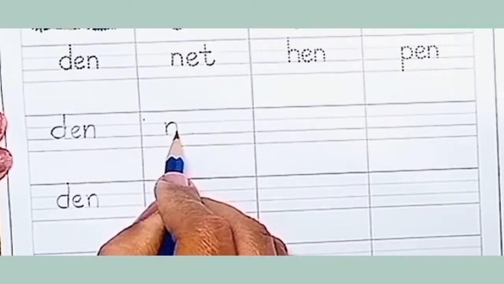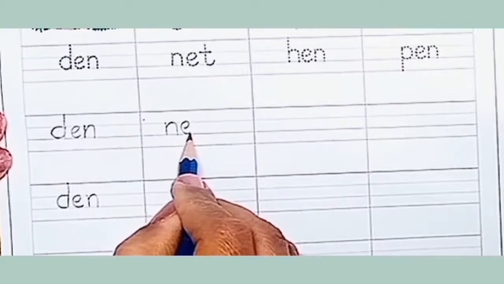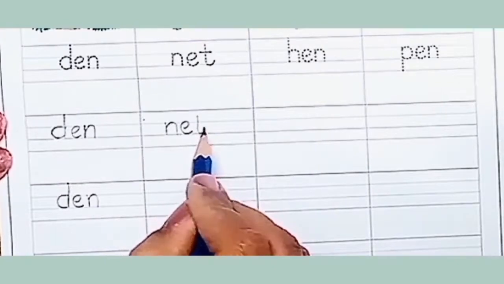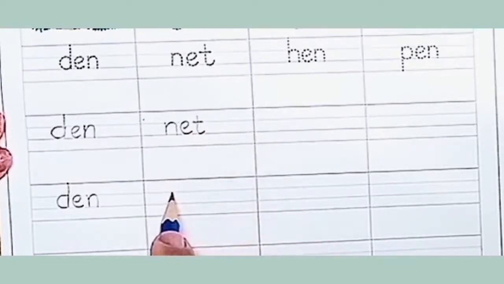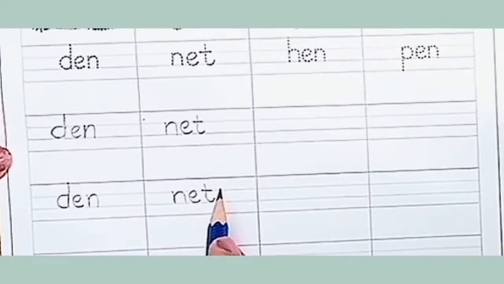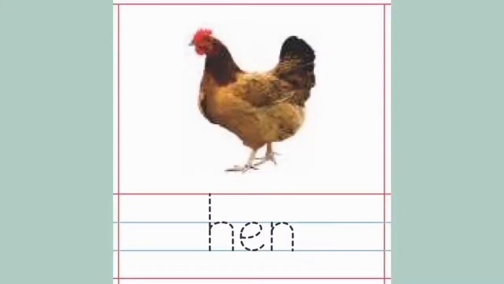N says, E says a. T says t. A, t, net. N, E, T, net. Now which picture is this? Hen.